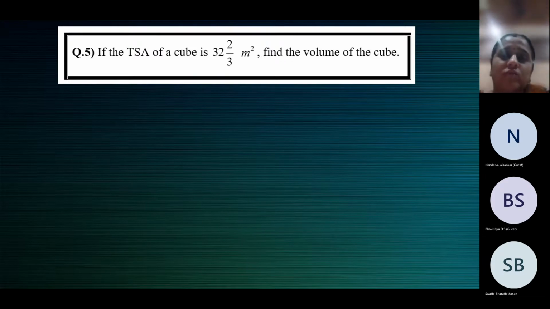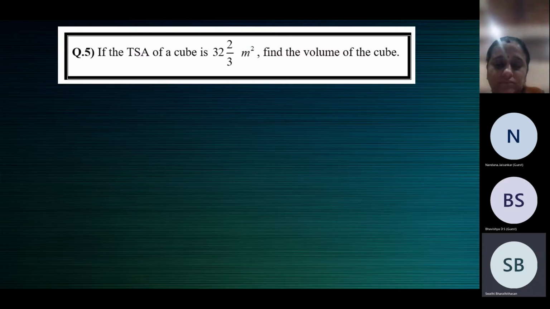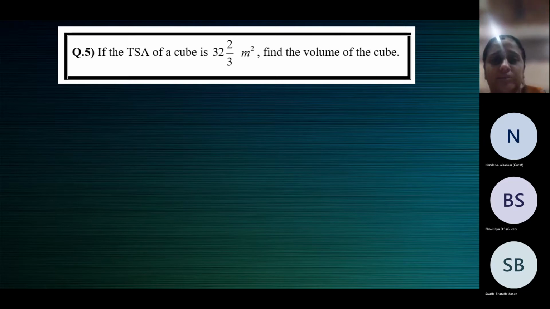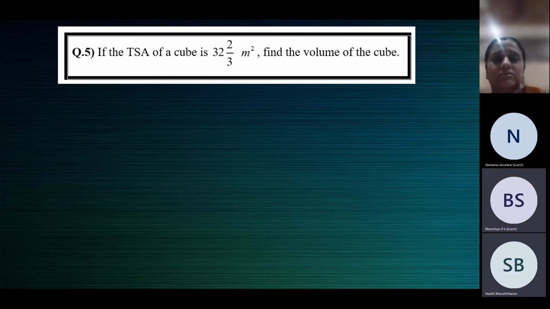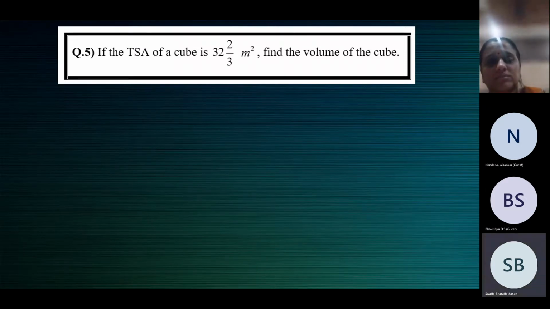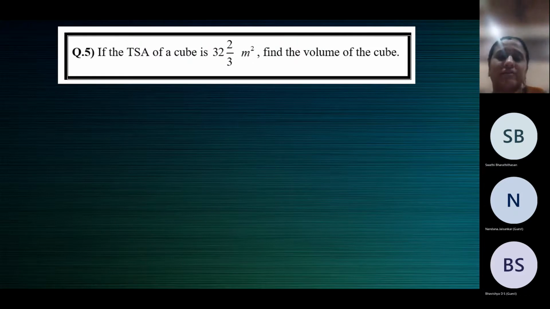What is the formula to find the volume of a cube? A cube. That means you need the value of A. What is A? Edge of the cube, right? Do you know the edge of the cube? Is it given to you? No, ma'am. Only the total surface area. So you're not given the edge of the cube.